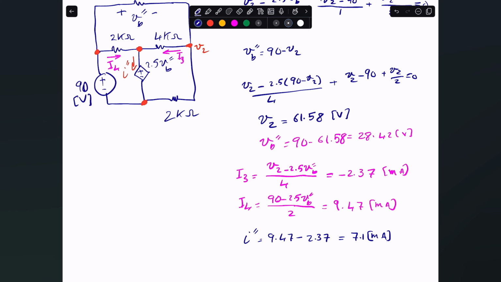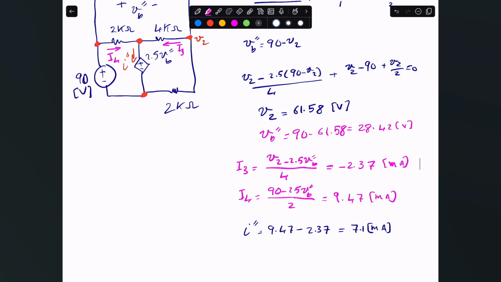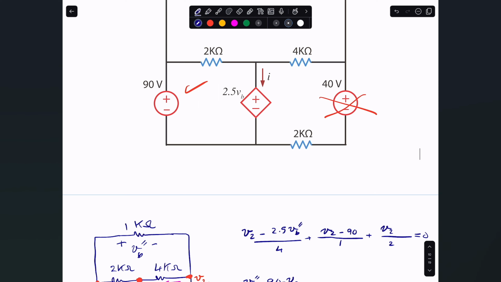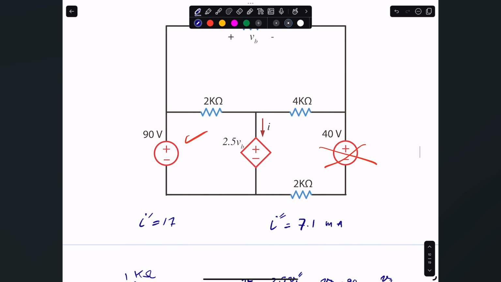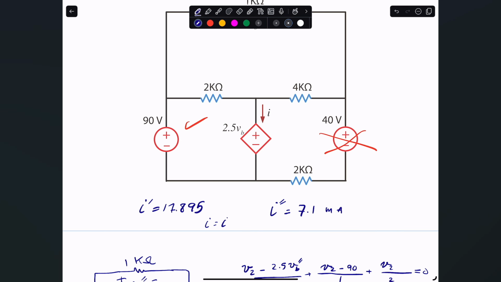Going back to the original circuit, and I'll highlight this one here, we have figured out that I double prime is just simply 7.1 milliamp. And what about I prime? Let's take a look. I believe I prime happened to be 17.895. So in order for me to figure out what I is, I just have to say it's I prime plus I double prime, and that will be equal to about 25 milliamp, more or less, with the approximation errors. So this is how we use superposition to compute any current in the circuit or any voltage in the circuit.